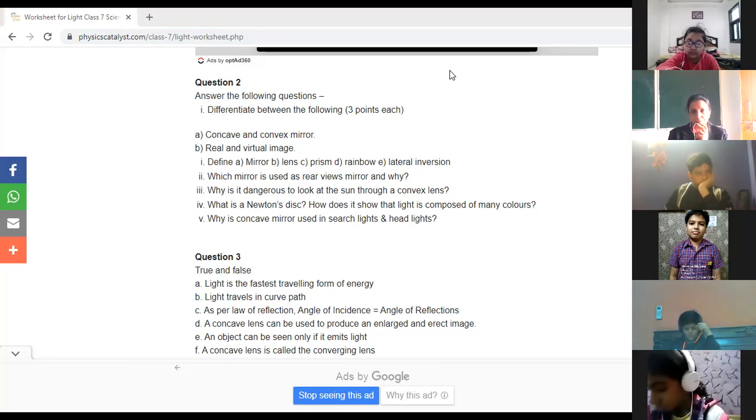Ma'am, a highly polished surface which is smooth enough to reflect a good fraction of light incident on it is called a mirror. Good. Okay. Next is lens.